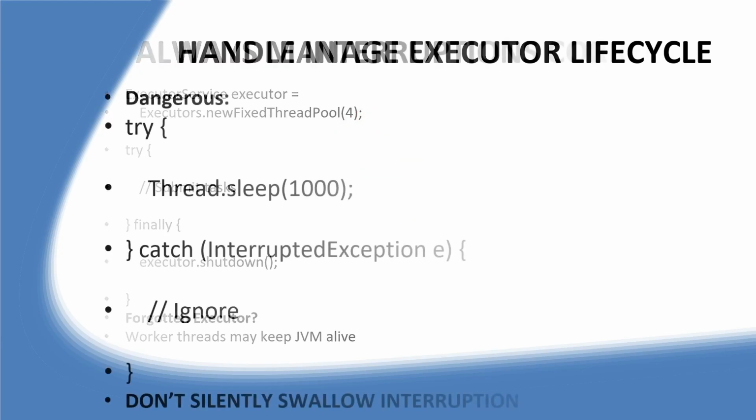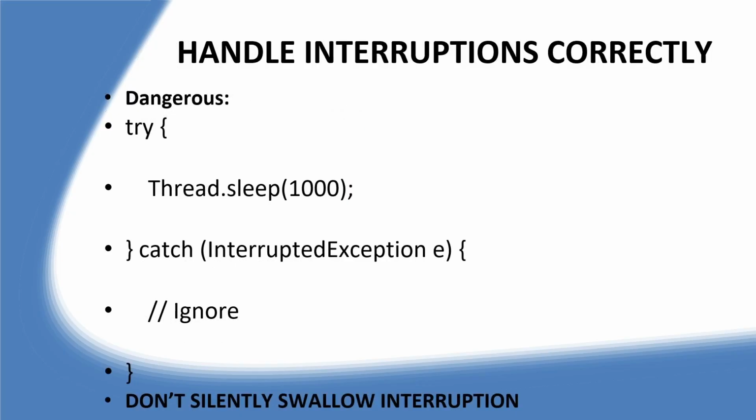Now, the fourth best practice is to handle interruption correctly. This is an area where many developers make mistakes. Suppose a thread is sleeping or waiting and receives an interruption request. Then it will throw an InterruptedException.